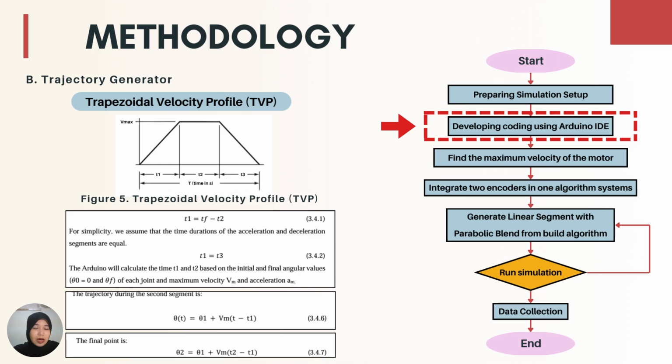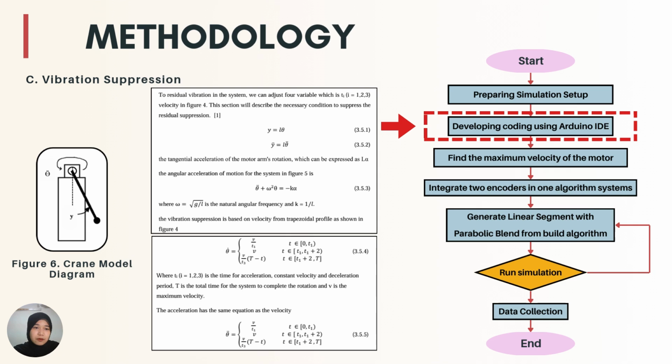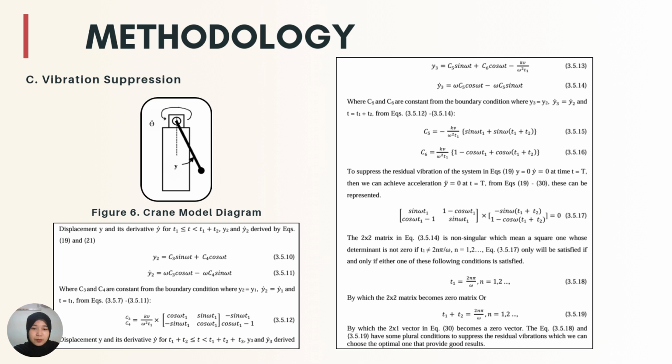Basically, there are several components that will be inserted inside the coding. The first one is the trapezoidal velocity profile (TVP). Second is the linear segment with parabolic blend (LSPB), and the third one is for the vibration suppression, where we analyze the crane dynamics and come up with the equations that will be used in order to satisfy these conditions.